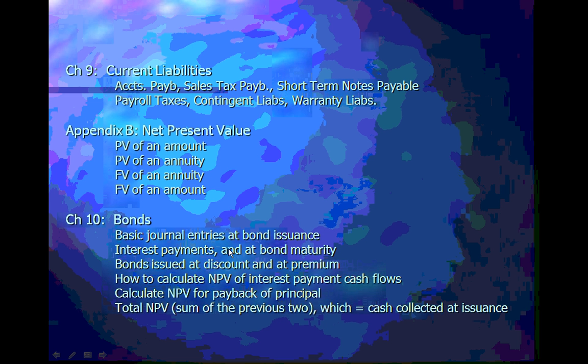cash collected at issuance. One thing that's not on my list here is the amortization of a bond discount or premium. So go back over that. It was one of the last lectures in chapter 10. Make sure you understand that. People didn't do so well on the test on that one. Make sure you understand that. That could show up on your final.